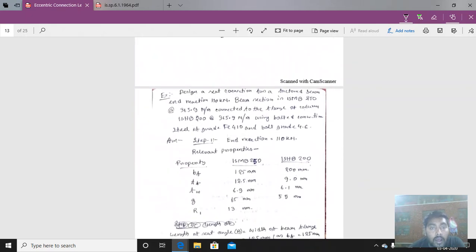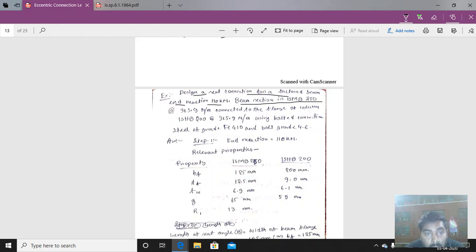Next, coming to the math. That math is based on the un-stiffened seat connection. Design a seat connection for a factored beam end reaction of 110 kN. The beam section is ISMB 250, connected to the flange of a column ISHB 200 using bolted connection, grade 4.6 bolts. So it is a seat connection. As the load value is less, only 110 kN, we do not need to design it as a stiffened seat connection. We will design it as an un-stiffened seat connection.